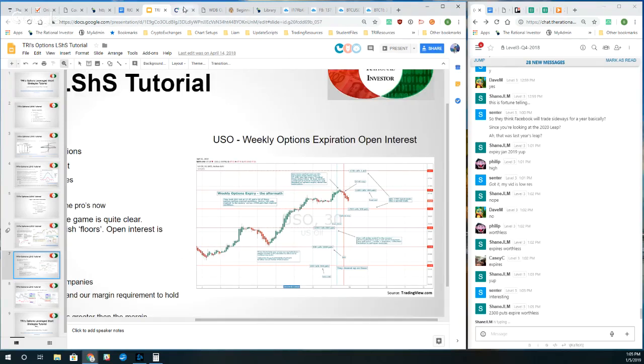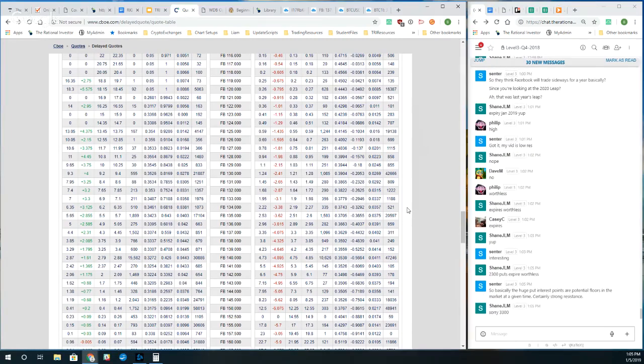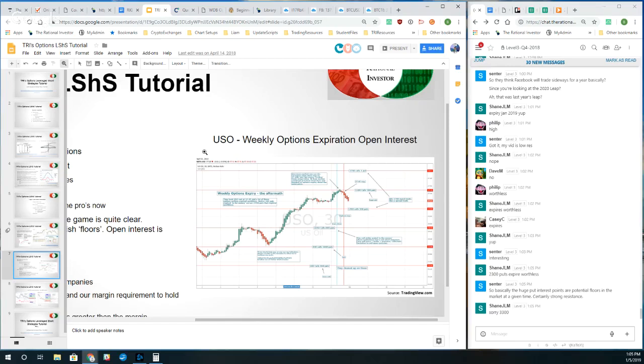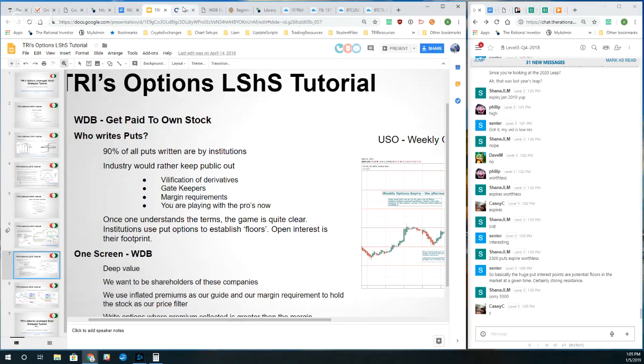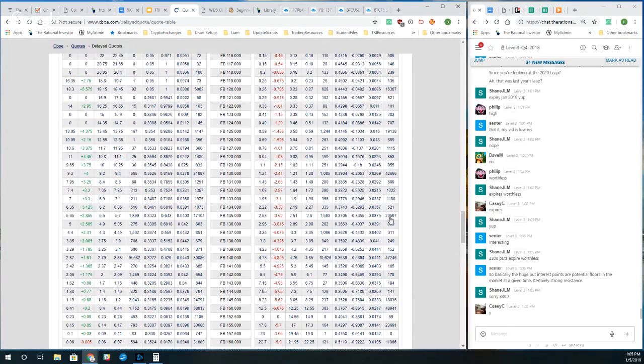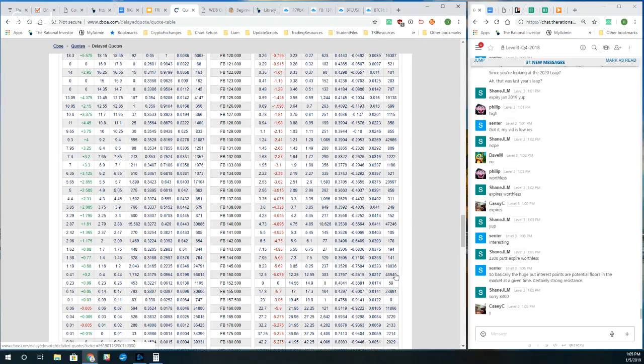Do you guys get where I'm going with this logic? Do you understand how institutions, and it's super important for you to remember, institutions write like 90% of all put options. So as a result, as we head into expiry, we can look at where the heaviest open interest in the put options are, and we can get a pretty good idea of where they're going to want to take the stock out. Interestingly enough, let's keep an eye on this for next week.